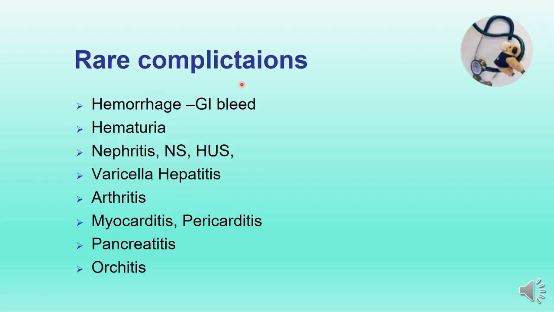Some rare complications are there. Those are hemorrhagic, like GI bleeding, hematuria; in the renal system, nephritis, nephrotic syndrome, and hemolytic uremic syndrome can occur. Varicella hepatitis is another complication. Arthritis, and in the cardiac system, myocarditis and pericarditis can occur. Pancreatitis and orchitis are other rare complications.